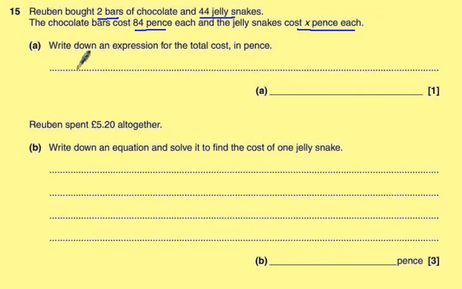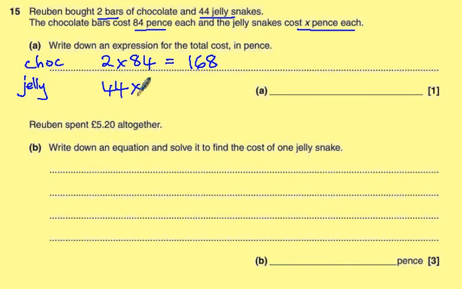So for the chocolate it was 2 times 84. I'm going to use a calculator there. 2 times 84 on a calculator is 168. And the jelly snakes, they were 44, so that's 44 jelly snakes multiplied by X. They cost X pence each.